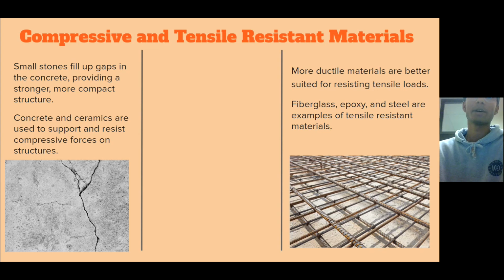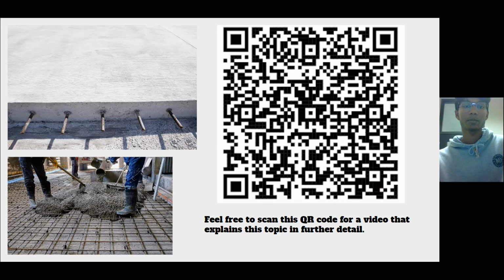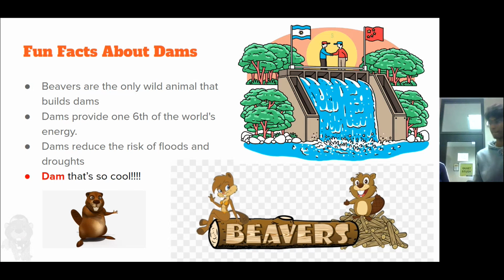Fiberglass, epoxy, and steel are better at resisting tensile forces because they are more malleable and less brittle than concrete and ceramics. When these materials are combined, their attributes allow for more secure and well-built structures. So here are some more examples of the combined materials. We can't go too far in depth into this subject, so I've attached a QR code into this presentation. You can scan it to see a video that describes this concept a little bit better.